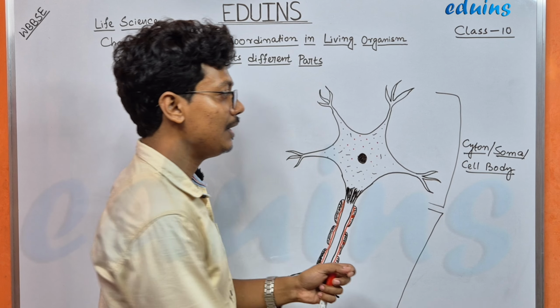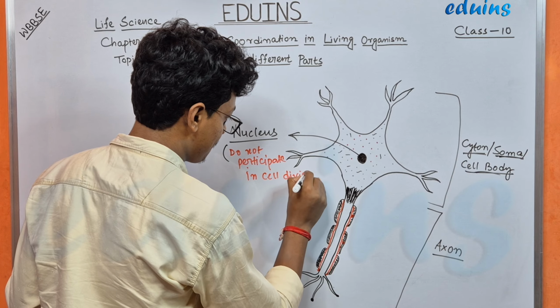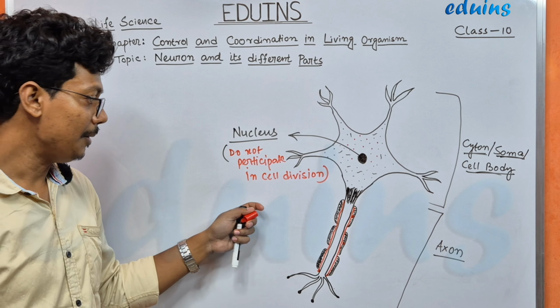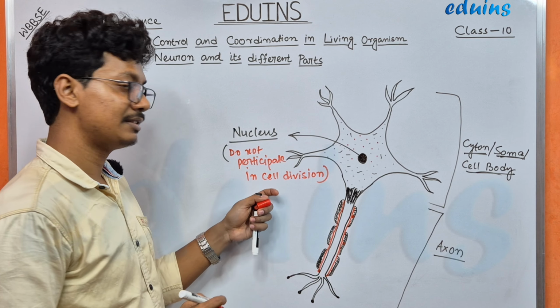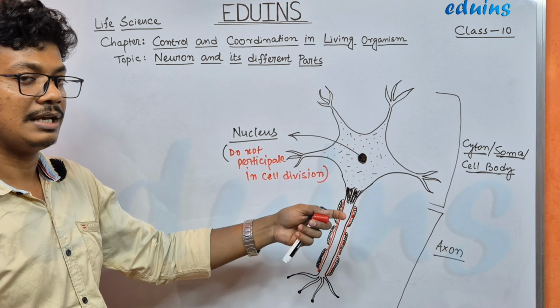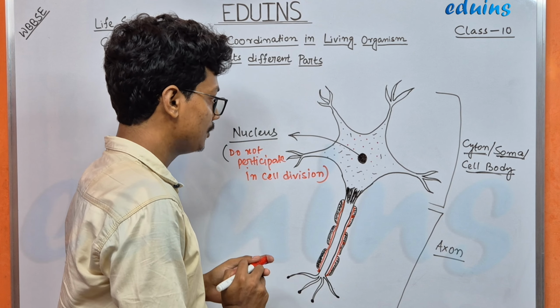So this is the nucleus, and the specification of the nucleus in the nerve cell, or neuron, is that it cannot divide or participate in cell division. So the nucleus of the nerve cell does not participate in cell division. This is a special characteristic of the nucleus of the neuron. First.